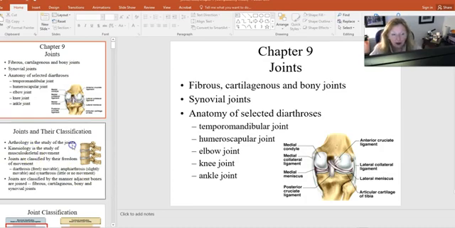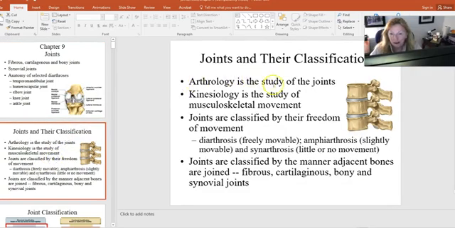So the basic terminology that you should have when it's concerning joints is arthrology, which is the study of joints. Kinesiology, I think most people know that kinetic energy is the energy of motion. So kinesiology is actually the study of movement or motion.